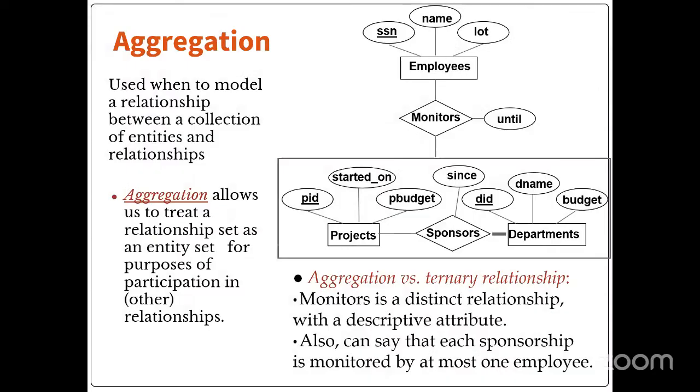Now see here, how many entities are there here? Two, projects and the department, which are connected with the relationship sponsor. And who is going to monitor this whole thing? The employee is going to monitor the project as well as the department. Is it clear? This we call an aggregation. Okay, next slide.